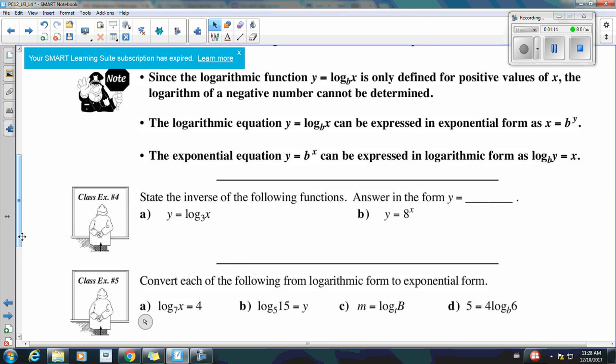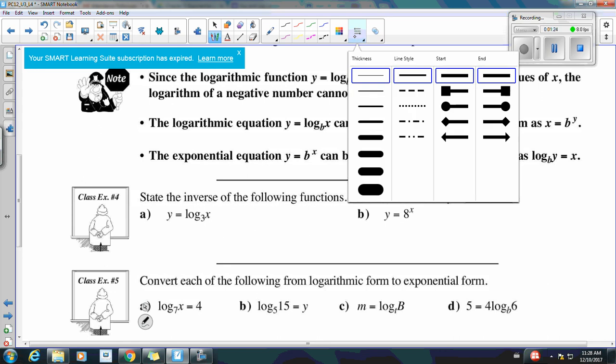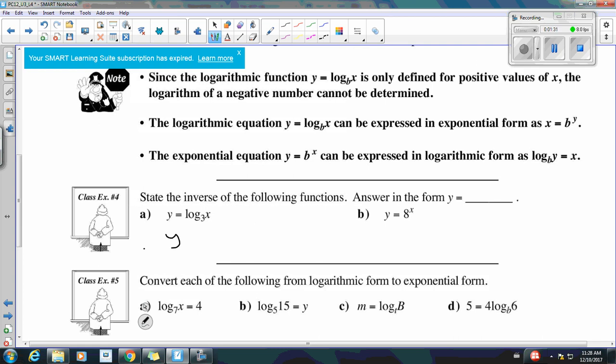State the inverse of the following functions. Answer in the form y equals. So this is one that often tricks people here. The original function is y equals 3 to the x. So the inverse of this is the logarithmic function that has the same base. That is not the same as writing this function in logarithmic form. It wants the inverse of it.